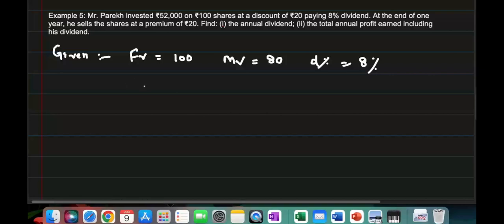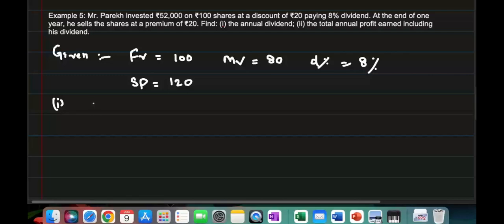Now what do you mean by this? So his selling price of the shares will be 100 rupees face value plus 20, which will be 120. Selling price of shares, he sold at rupees 120. So he bought it at 80 and sold at 120. Good profit he made in 1 year. So what will be the annual dividend for this?